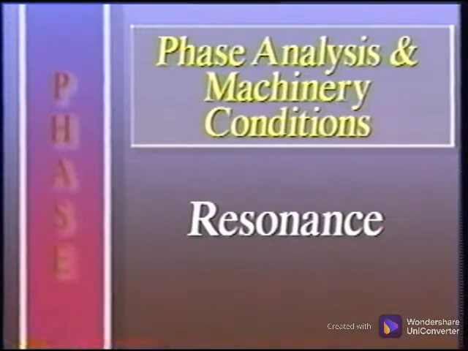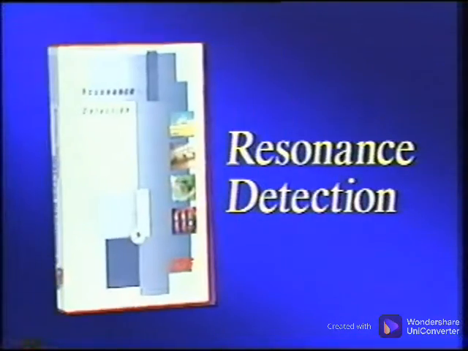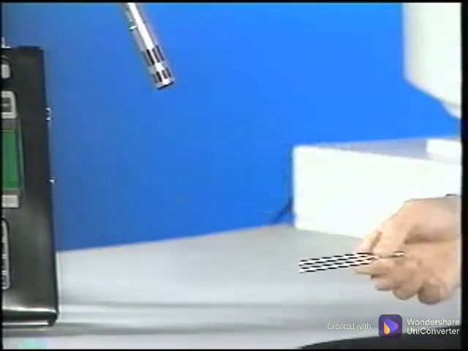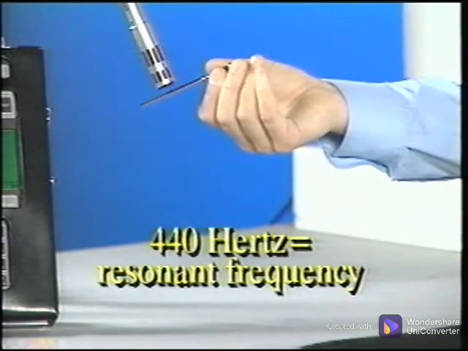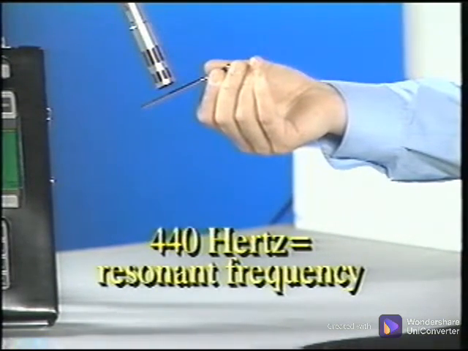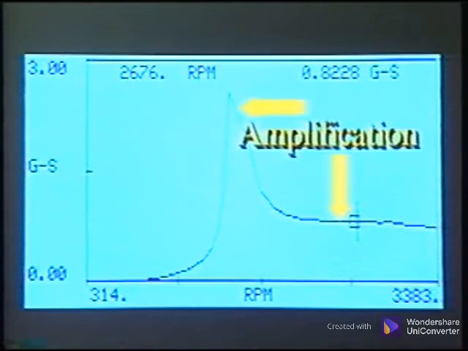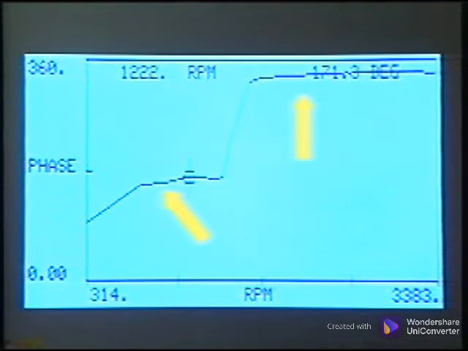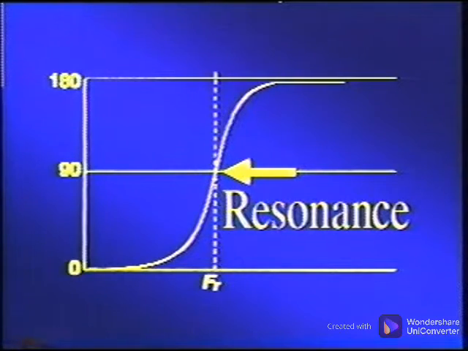In another program, Resonance Detection, we used a tuning fork to illustrate the fact that everything has at least one resonant frequency, and that resonance can amplify the forcing frequency by more than 10 times. Another characteristic is that the phase changes as the machine's speed is increased or decreased to pass through the resonance frequency. This phenomenon of a 90-degree phase shift at resonance provides another tool to detect a resonance problem.